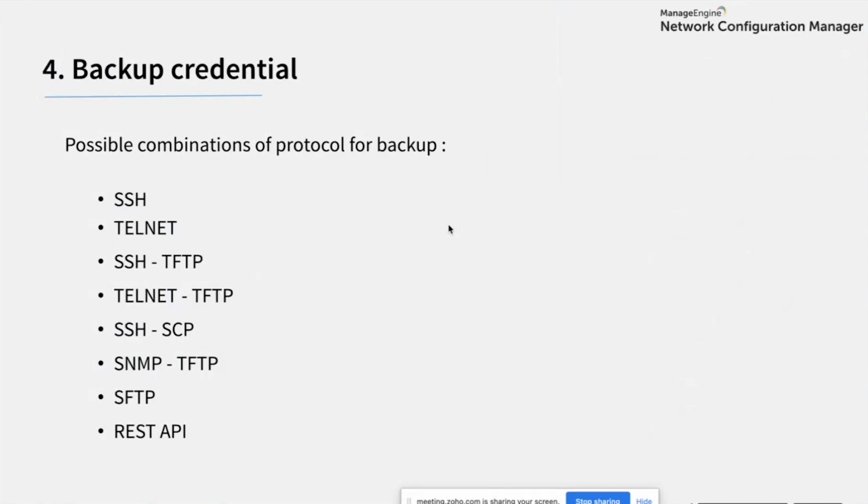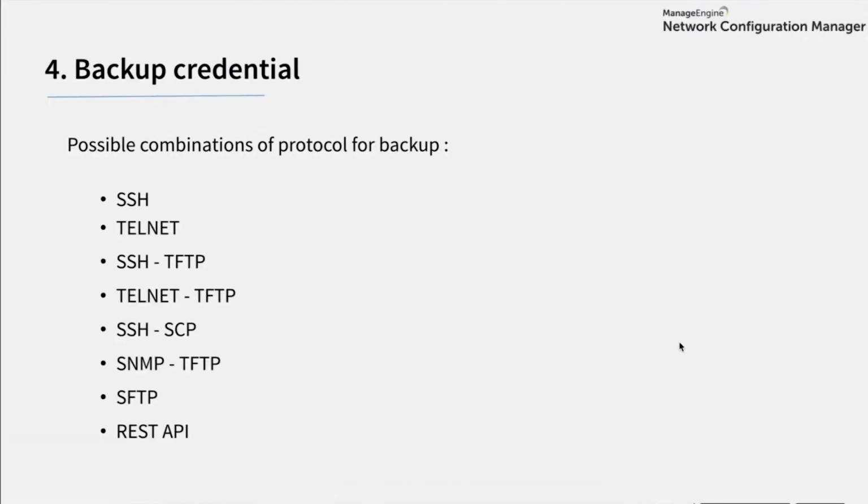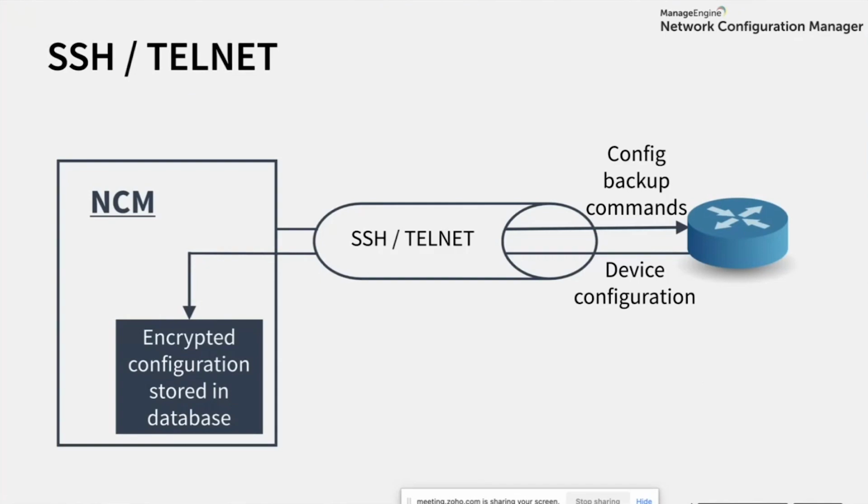Let's go to credentials. Some of the possible combinations of protocol for backup is what you can see on the screen right here. So we have SSH, Telnet, SSH, TFTP, Telnet, TFTP, SSH, SCP, SNMP, TFTP, SFTP, and REST API. So yeah, I'll show how credentials work theoretically.